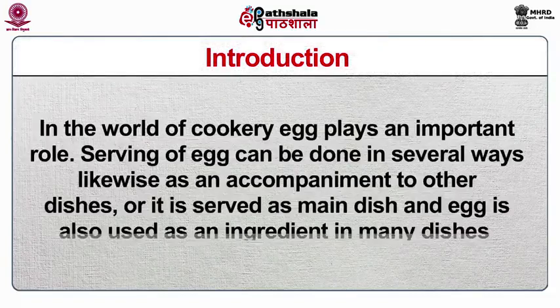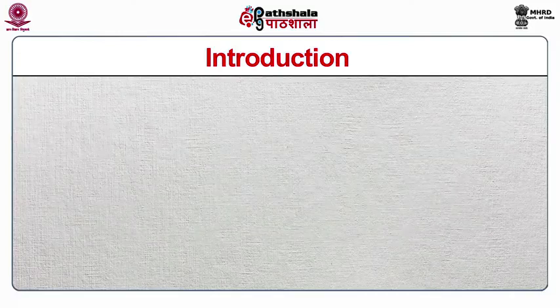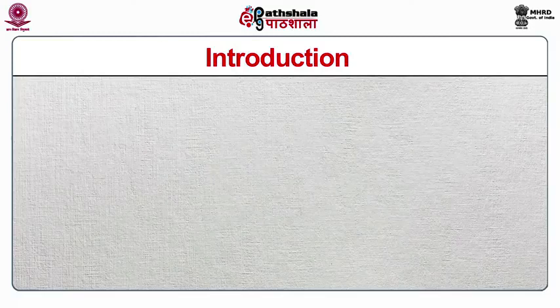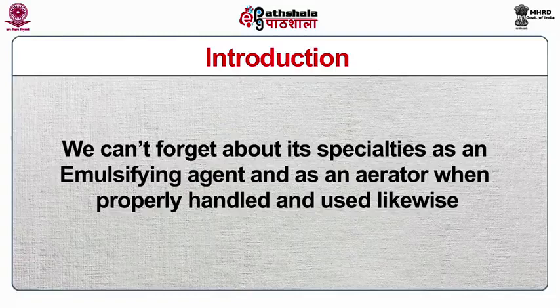In the world of cookery, egg plays an important role. Serving of egg can be done in several ways, likewise as an accompaniment to other dishes, or it is served as a main dish, and egg is also used as an ingredient in many dishes. In the culinary world, egg is accepted as a primary ingredient for its property of versatility. It provides structure, moisture, and richness. If egg is a part of any dish, we can't forget its specialities as an emulsifying agent, and as an aerator when properly handled and used.